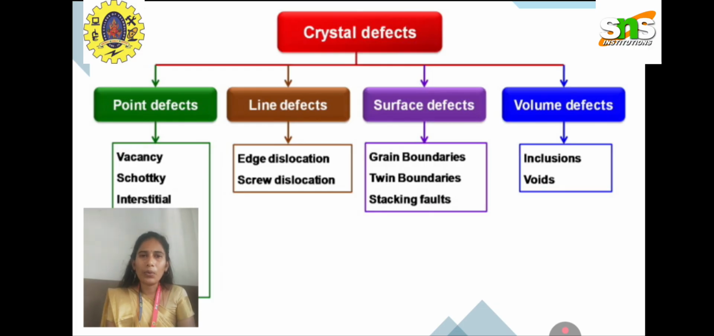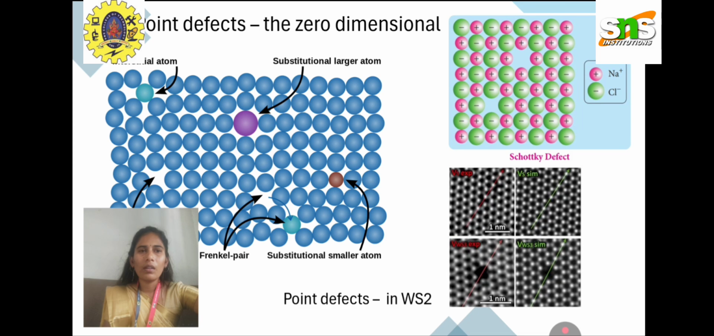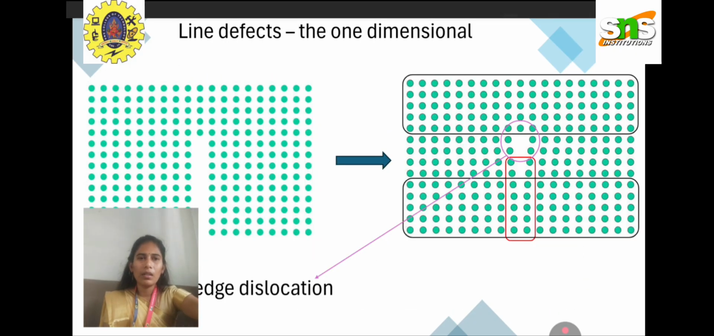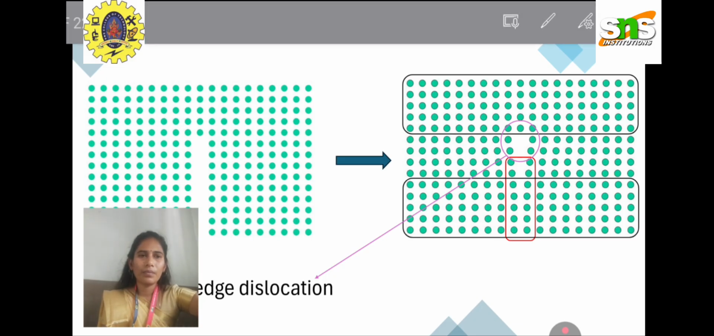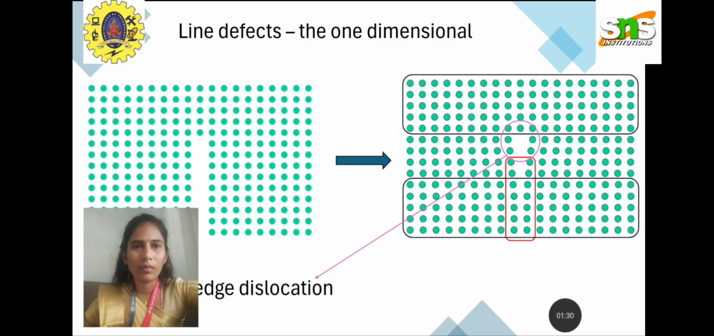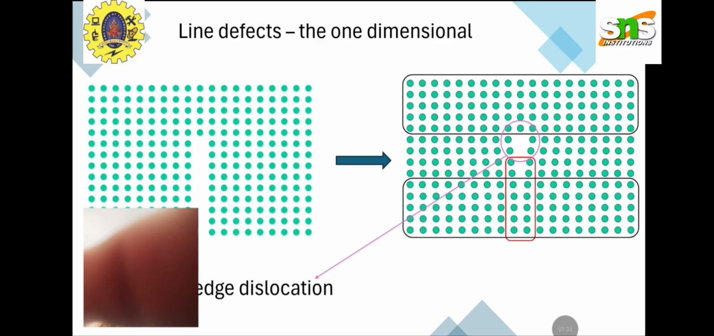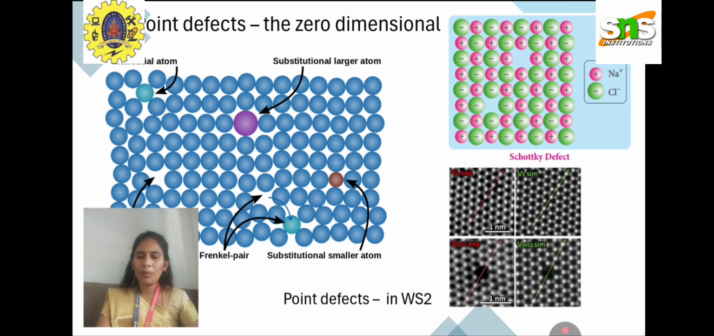Now we are going to discuss the topic point defect. Point defect has four types. The first one is vacancies. A vacancy refers to an atomic site from where the atom is missing, as shown in the figure.